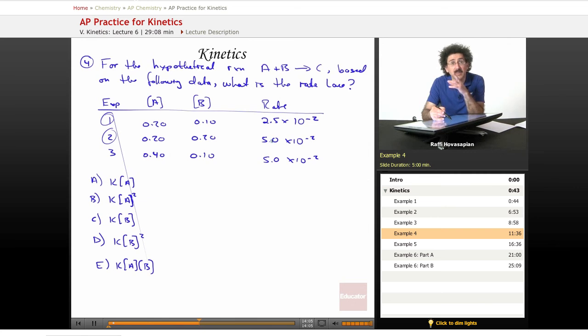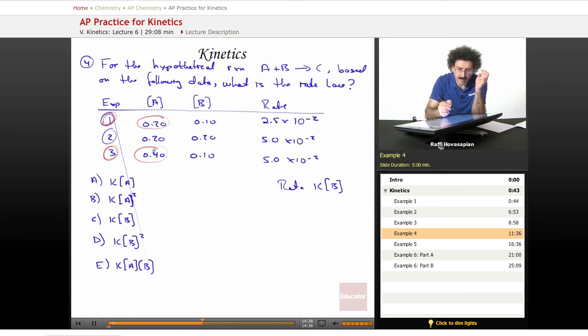So the rate is K. So far we know that it's first order in B, because when you double something and you double the rate, that's first order in that reactant. Well, now let's take a look at experiment 1 and experiment 3. Now we look at 1 and we look at 3. Here the B concentration stays the same, but we double up A.